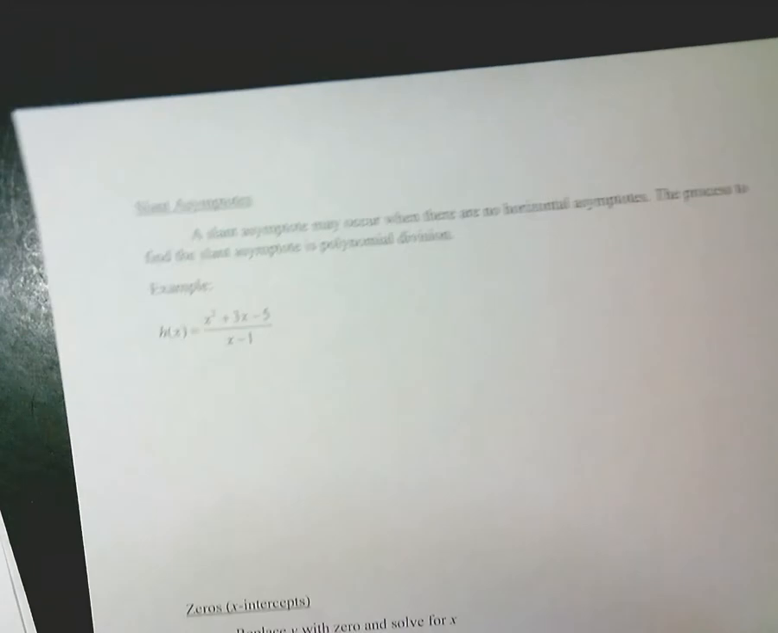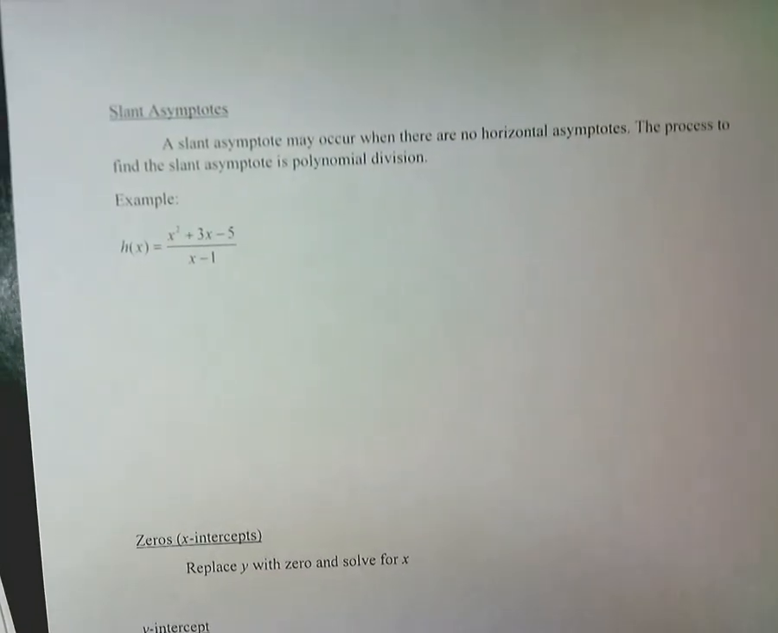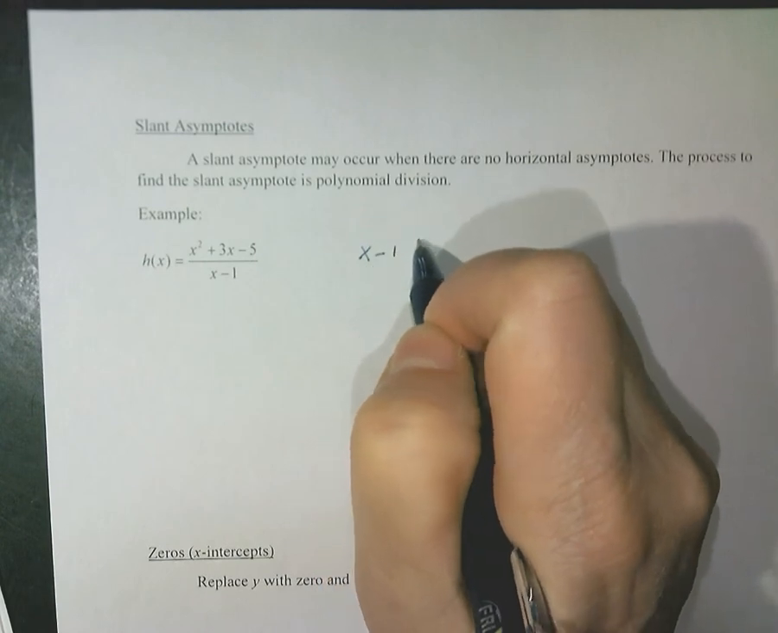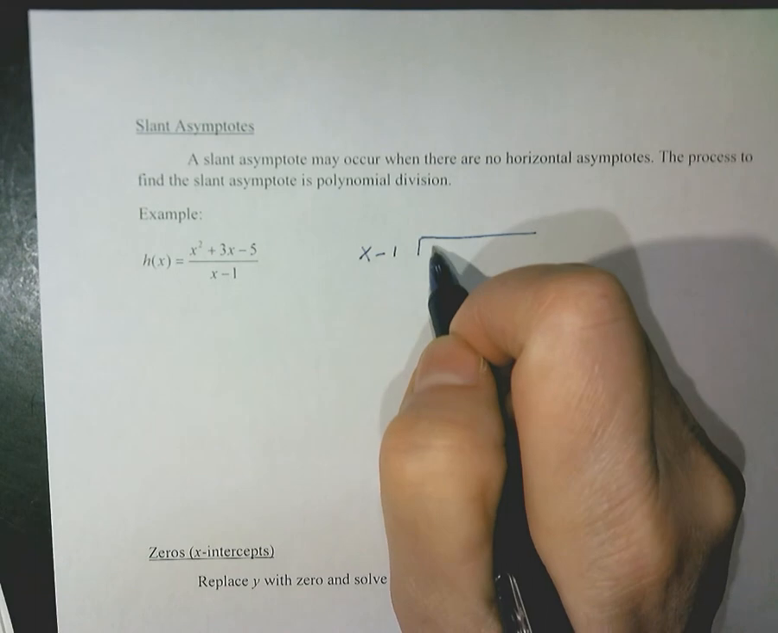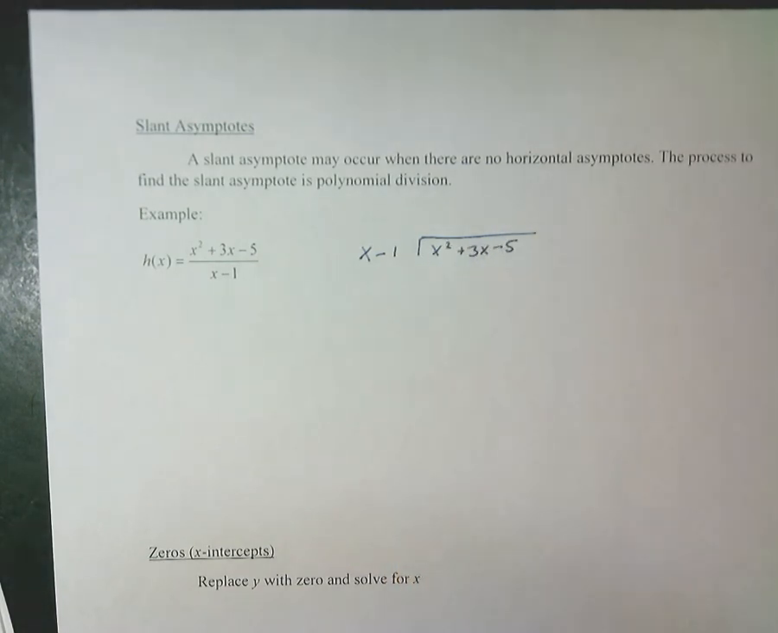If there's not a horizontal asymptote, there is going to be a slant asymptote. And the way to find a slant asymptote is using long division. So I've got this polynomial here, and I'm going to use long division. So x minus 1 is my divisor. X squared plus 3x minus 5 is my dividend. And the process is just the same as if you had numbers.